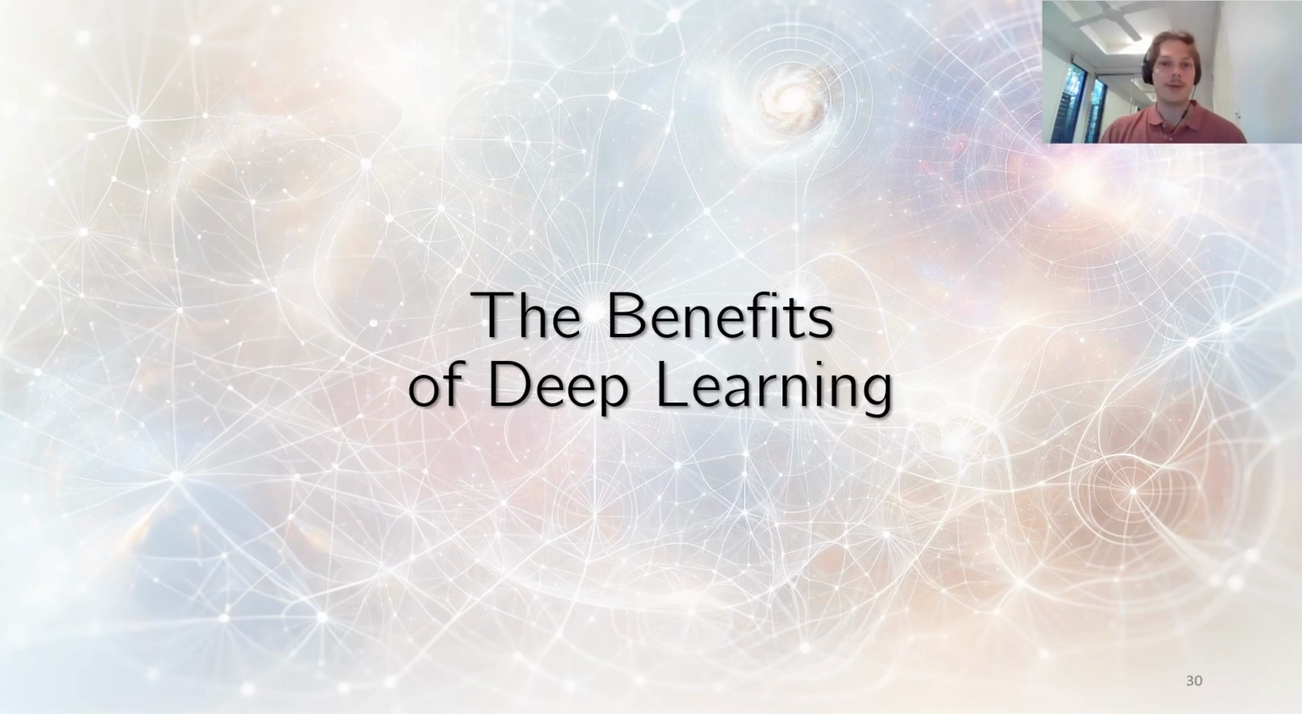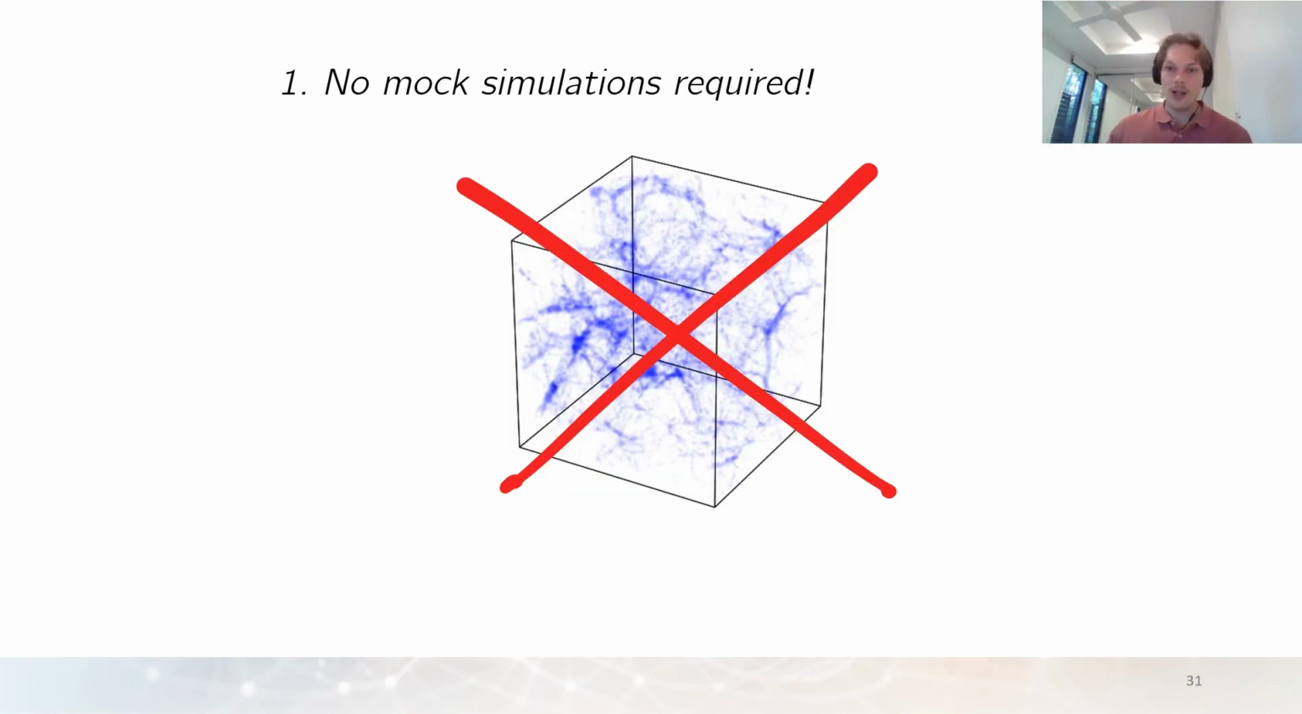So I'll just quickly go through some of the benefits of deep learning. Firstly, and number one, is that no mock simulations are required. Because we've got such a strong compression of the field, we anticipate that we'll be able to make this detection without requiring any simulations as a sort of calibration, which is ideally exactly what we want. We don't want to have to rely on any assumptions that come with our simulations having to match the real data. So this part's really good.